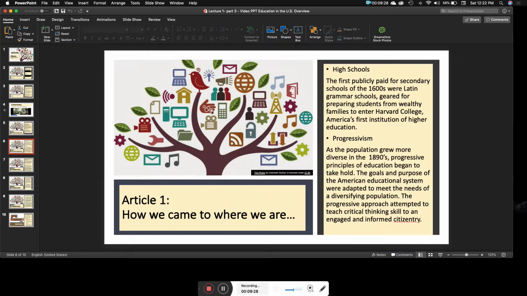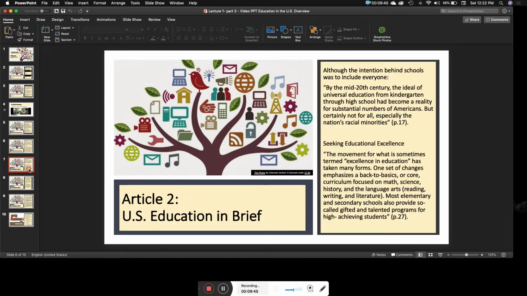The progressivism period, as the population grew more diverse in the 1890s, progressive principles of education began to take hold. So you'll see here with these different movements, smaller versions of the different purposes. I hope that helped you get into this, because this is a lot more detailed.